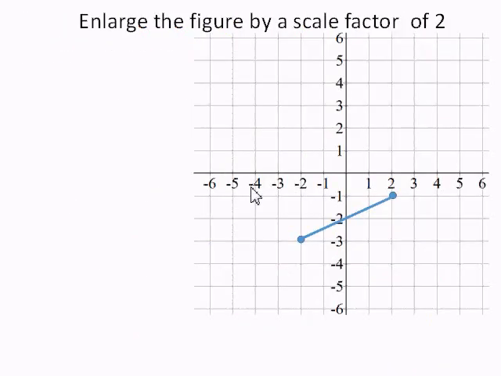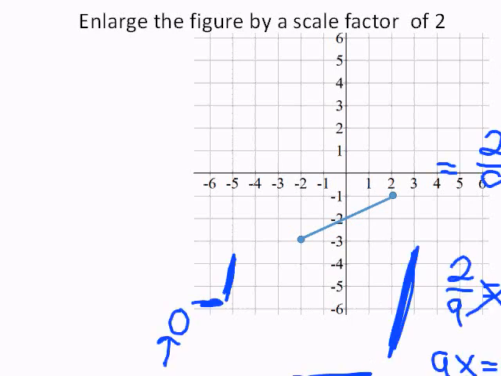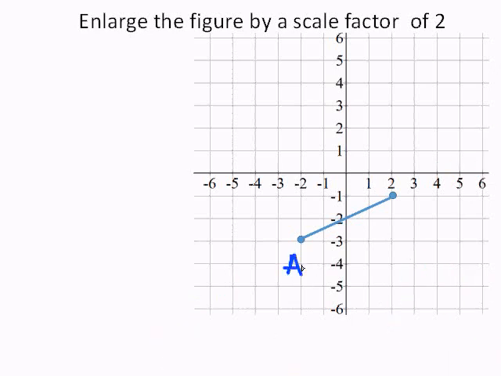Now what we're going to do is enlarge a figure by a scale factor of 2, but our figure is going to be on the coordinate plane. In order to enlarge a figure by 2 that's on the coordinate plane, it's a pretty easy process, but what you're going to want to do first is label your points, A and B, and list them off to the side.